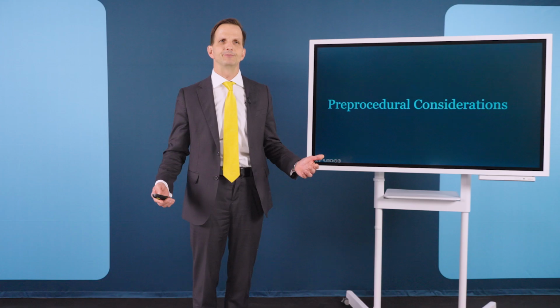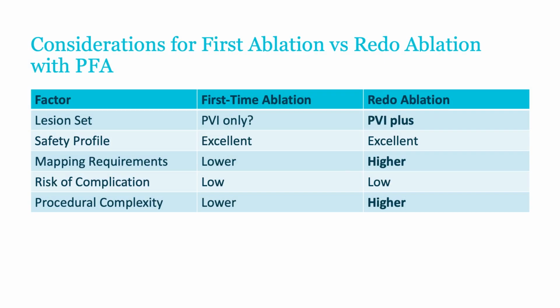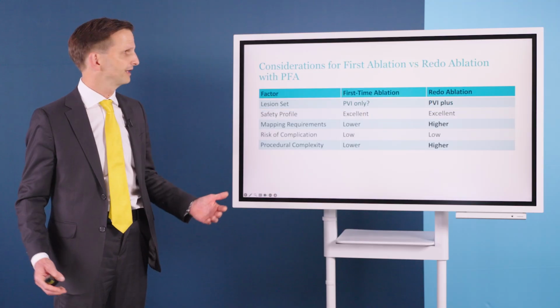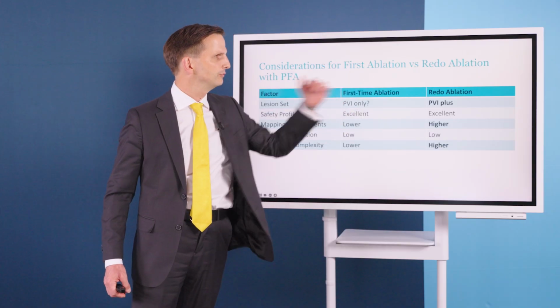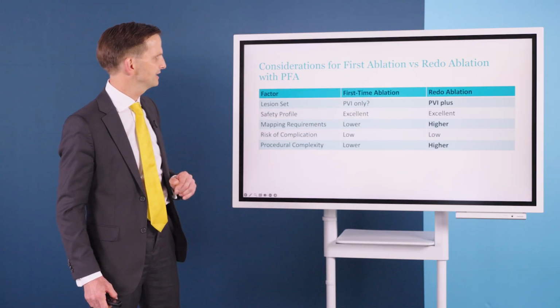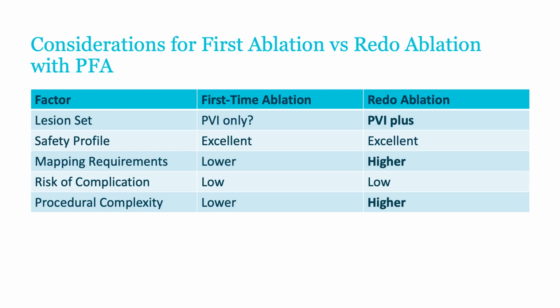So what are my pre-procedural considerations? First of all, everything starts with the patient selection. It makes a big difference whether you perform a first-time ablation or a redo ablation, because for a first-time ablation, usually it's a PVI-only approach, whereas in repeat ablations, you often require PVI plus additional ablation strategies.